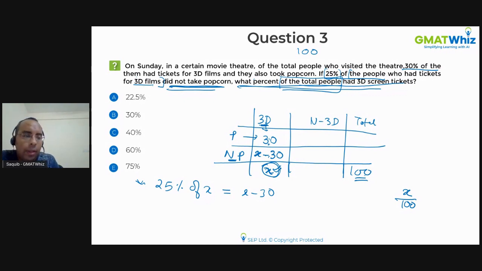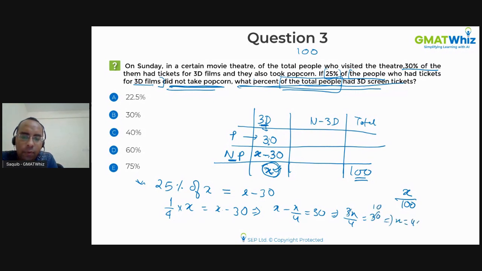Okay. So now you can solve this question very easily. You'll say 1 by 25% is 1 by 4 is equal to 30. Either you take X this side or you multiply it, up to you. I'm doing it directly. So X minus X by 4 is equal to 30, or 3X by 4 is equal to 30. And you can cancel this out and say X is equal to 40.